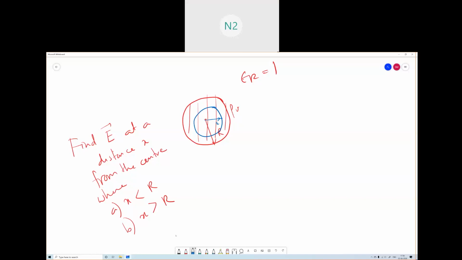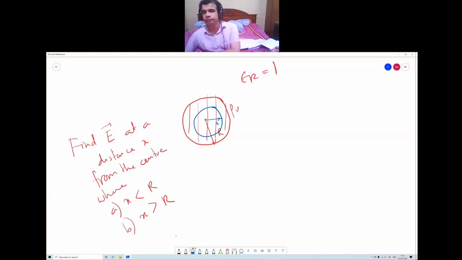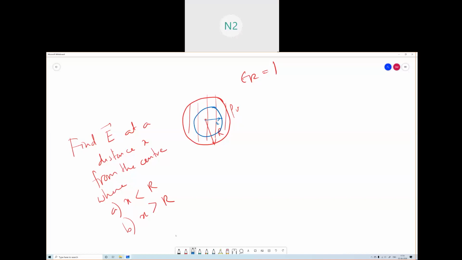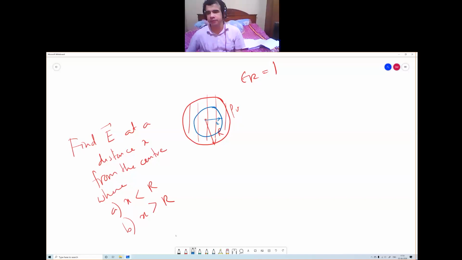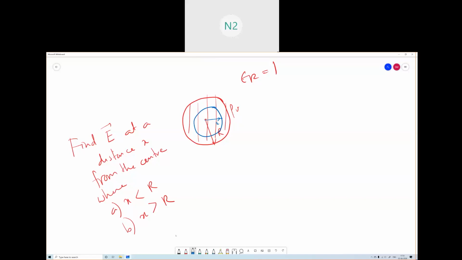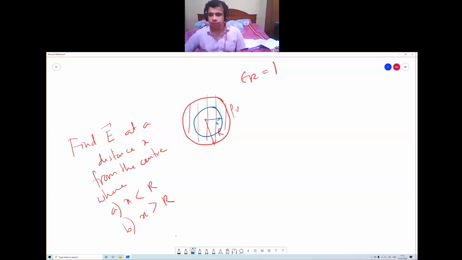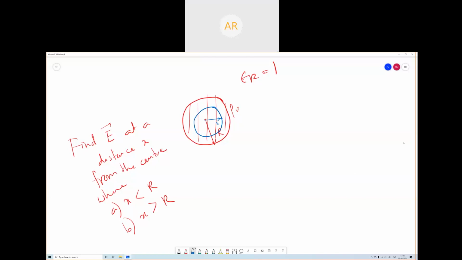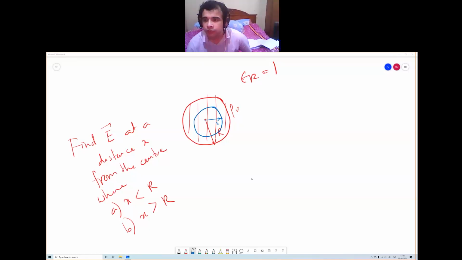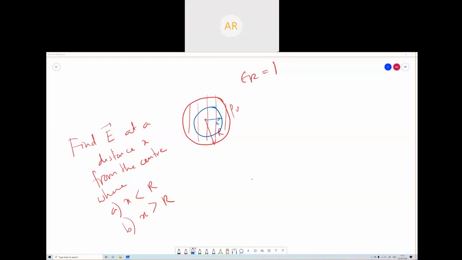Then what does Gauss's law say? Just read the statement, please. The electric flux through a closed surface is proportional to the total electric charge enclosed by the surface. Absolutely. By epsilon naught, of course.